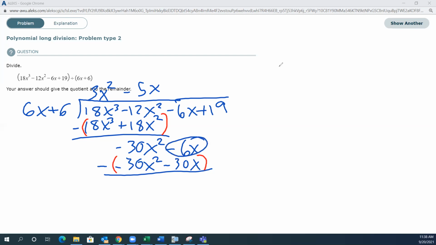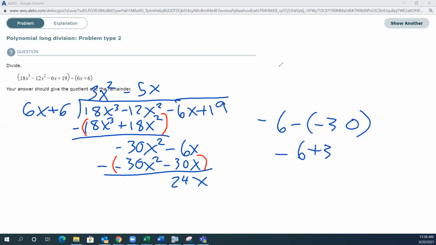Okay, so we've got negative 6x minus negative 30x. That's going to be 24x, because negative 6 minus negative 30 is the same thing as negative 6 plus 30, which is 24. So you really got to watch those minuses. That's one of the main places people mess up on these. Cool.